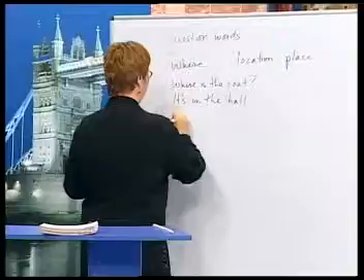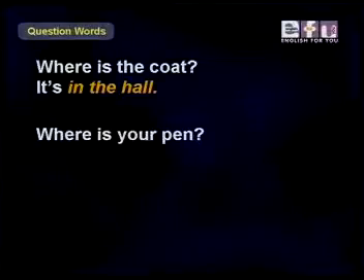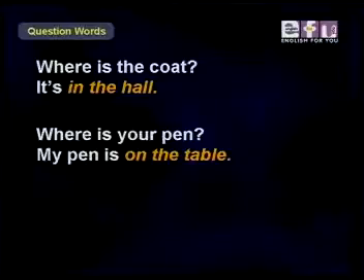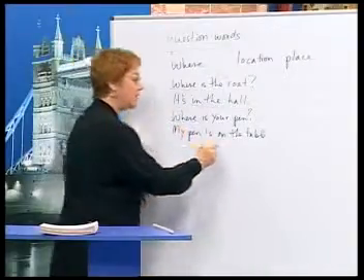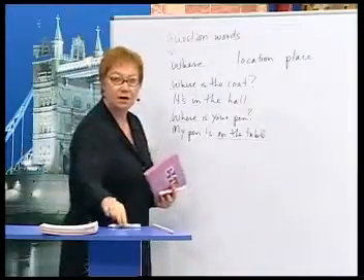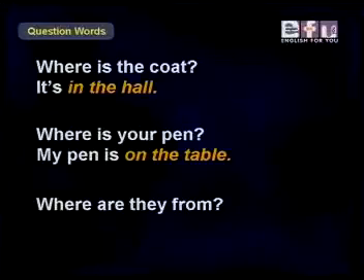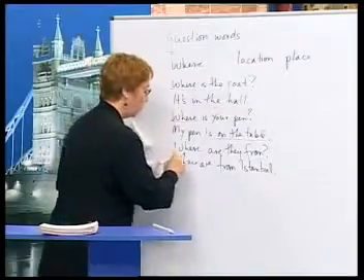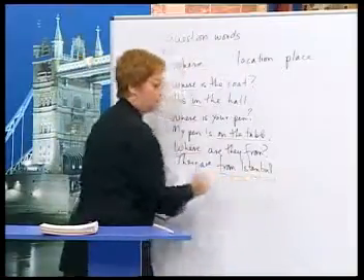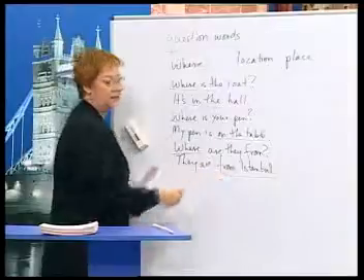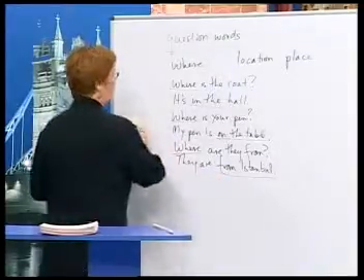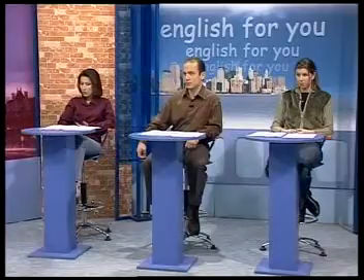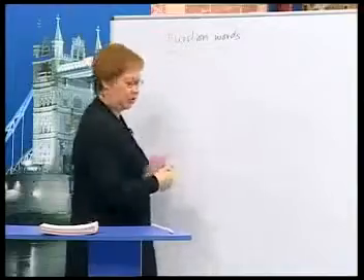Here's another example. Where is your pen? My pen is on the table. And another one, where are they from? They are from Istanbul. So where, and then we answer with the place. Okay, here comes another one. And now we're going to talk about which.